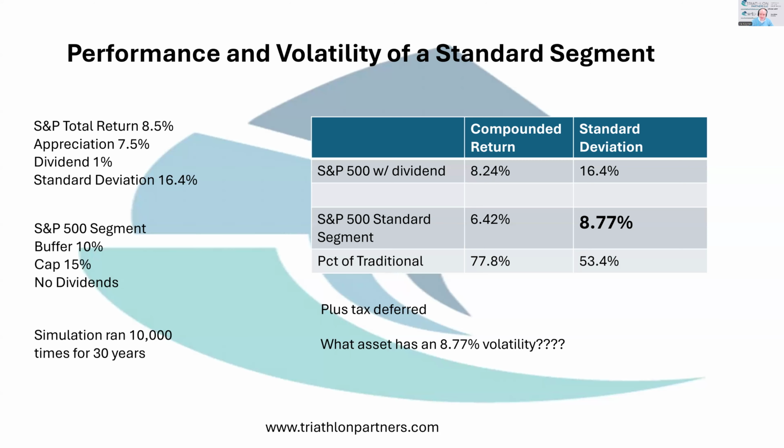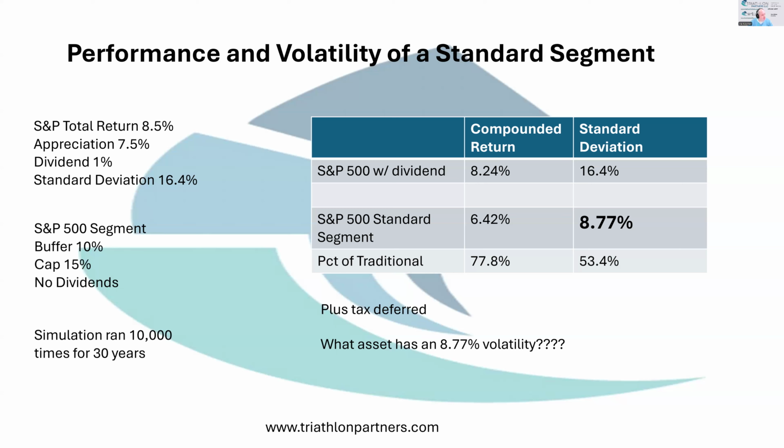So here we have the S&P 500 with dividends, compounded return 8.25%, and the standard deviation is 16.4. Standard deviation is basically a measure of volatility. Now, in this standard segment, I have run a simulation for a 30-year performance. I've run it 10,000 times, right? And when I run it with the buffer and the cap, the S&P 500 standard segment has a compounded return of 6.42% and a standard deviation of 8.77.